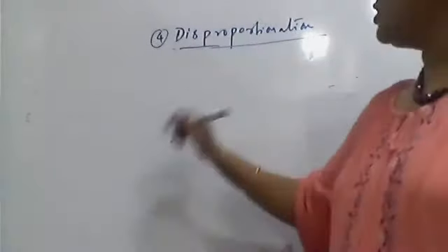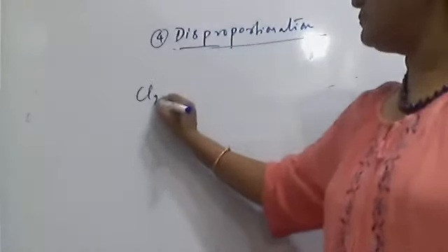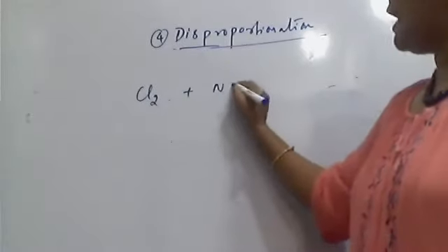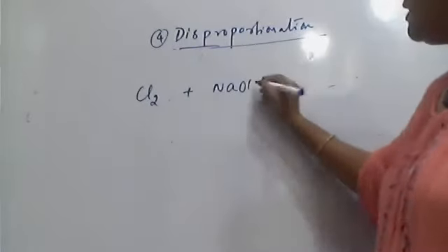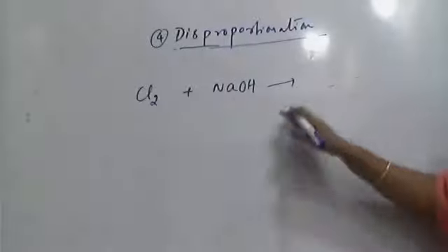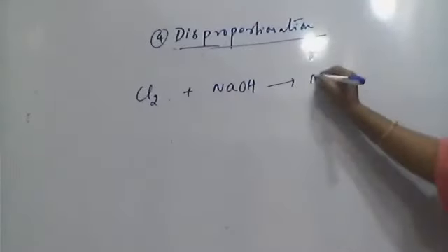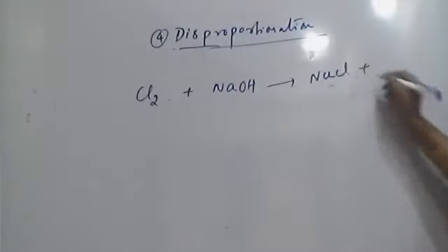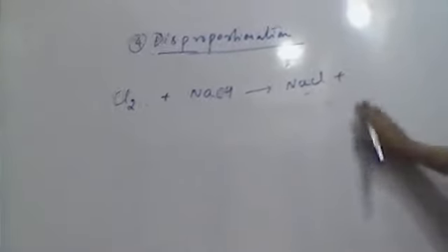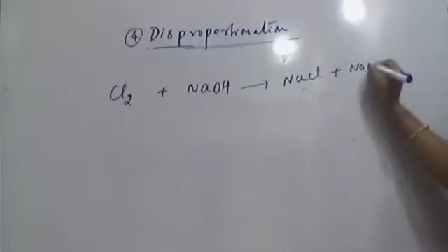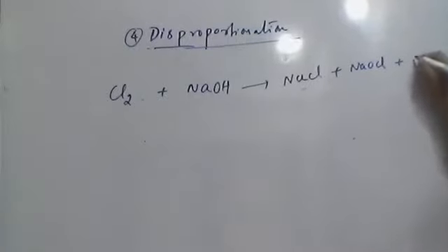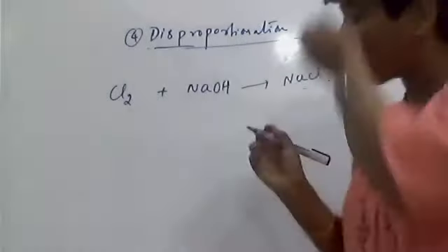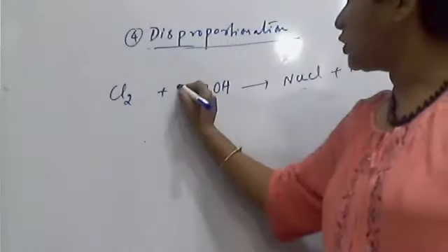So see here, chlorine, when it is treated with alkali, NaOH, forms NaCl and NaOCl plus H2O. It's a reaction. Now in this reaction, for balancing, we take 2NaOH.